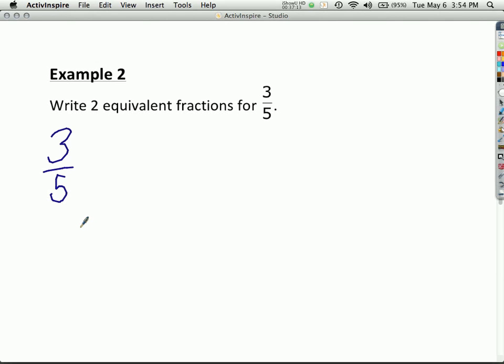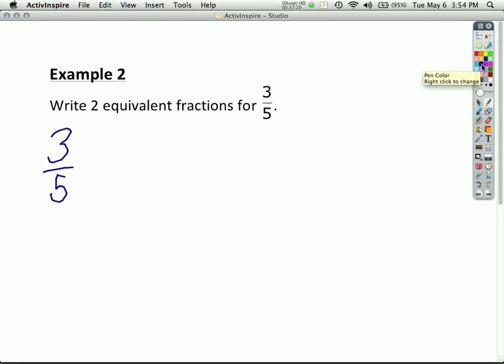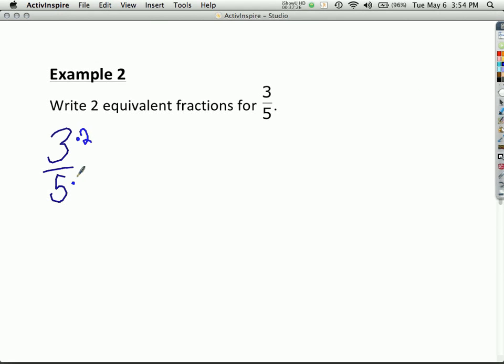Malak? Beautiful. Could you pick a number for us? 14. Good. You want me to use your number? Sure, 2. Very good. So if you multiply the top and the bottom by 2, you have to multiply by the same number. 3 times 2 is 6. 5 times 2 is 10. 6 tenths has the same value as 3 fifths.